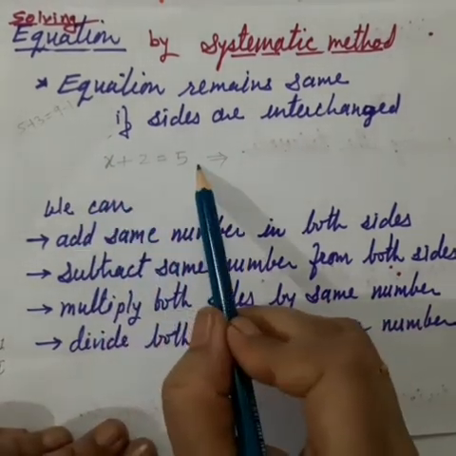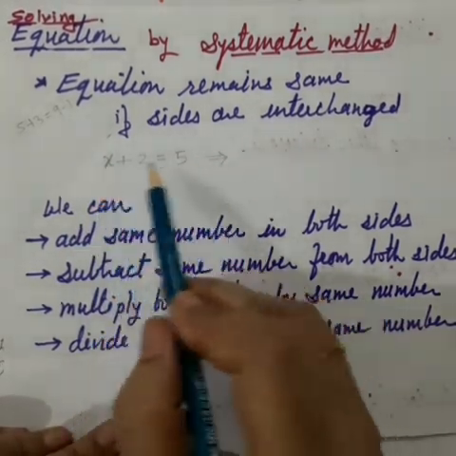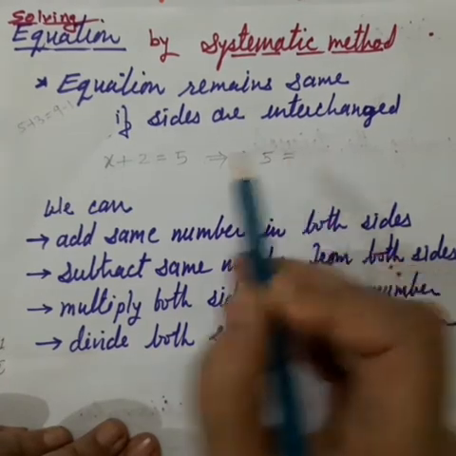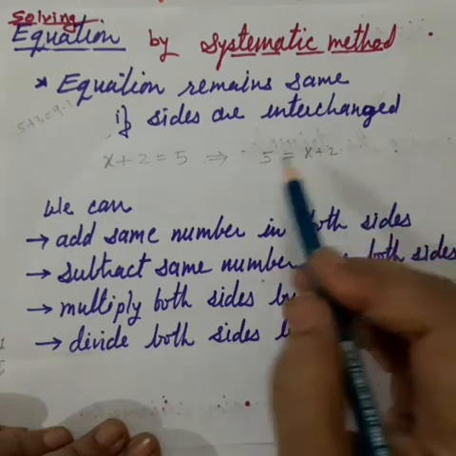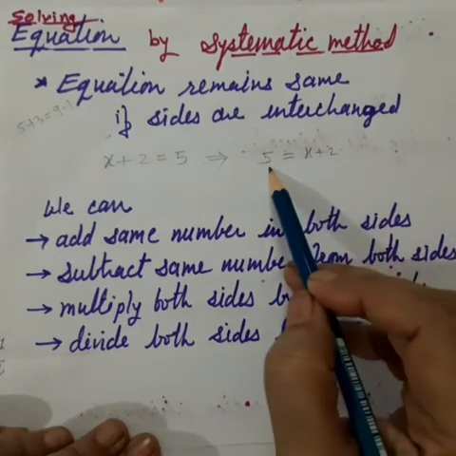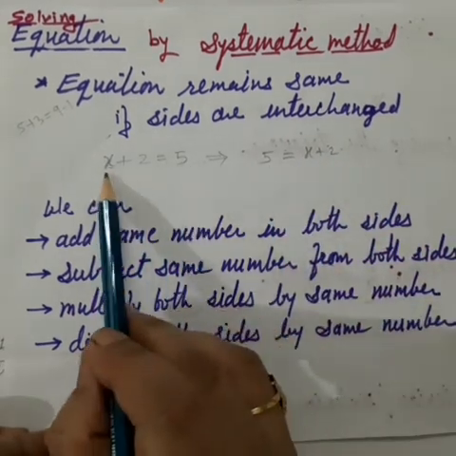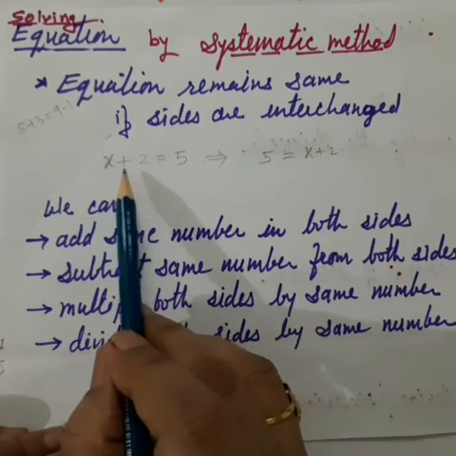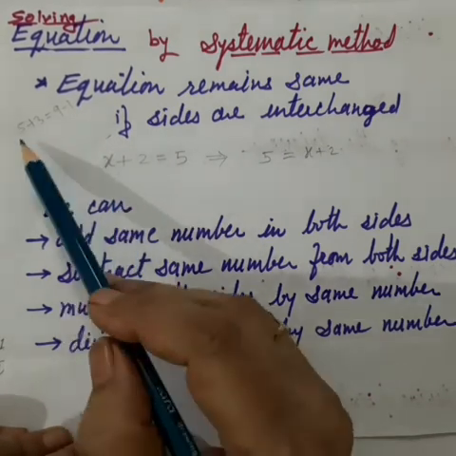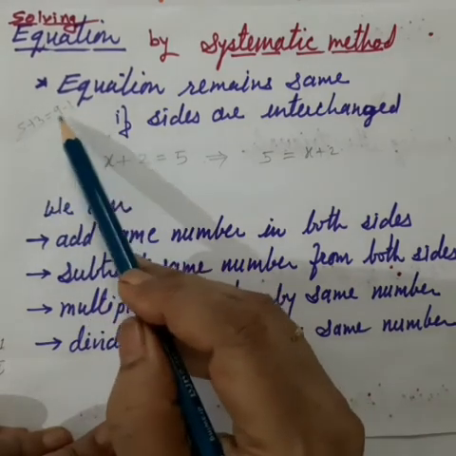An equation remains the same when the sides are changed. You can write 5 here or x plus 2 here. You can change sides, left hand side to right hand side, right hand side to left hand side. Here this is an equation. One variable is there. For an equation, on at least one side a variable should be there. What we used earlier was an equality.